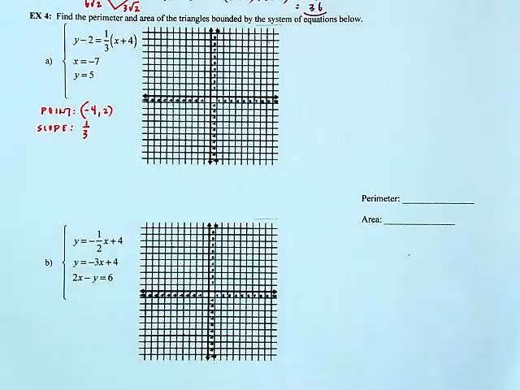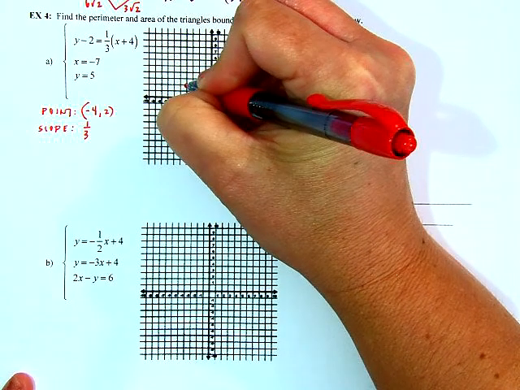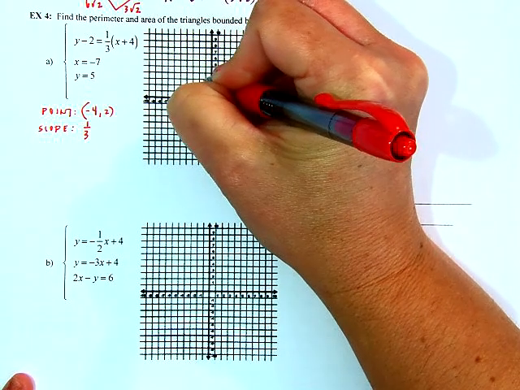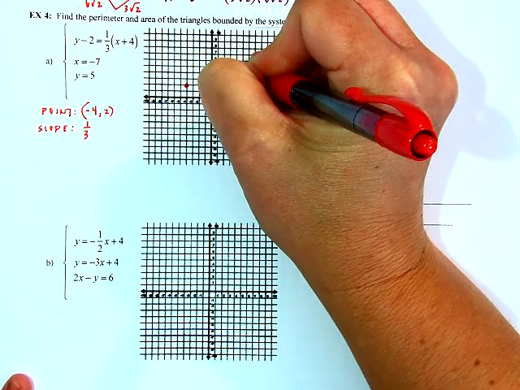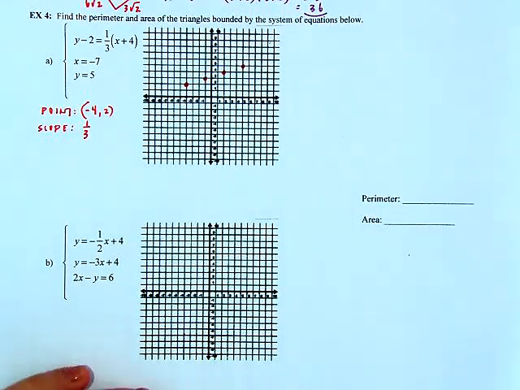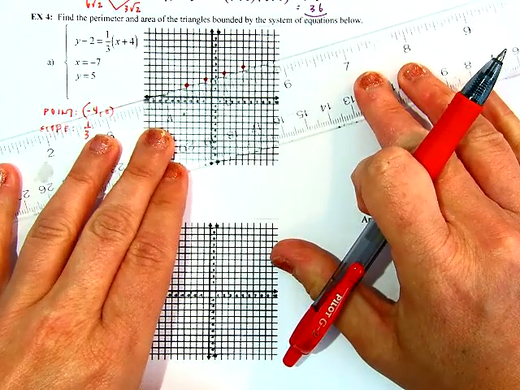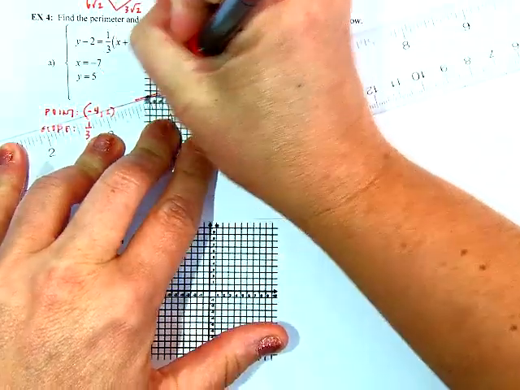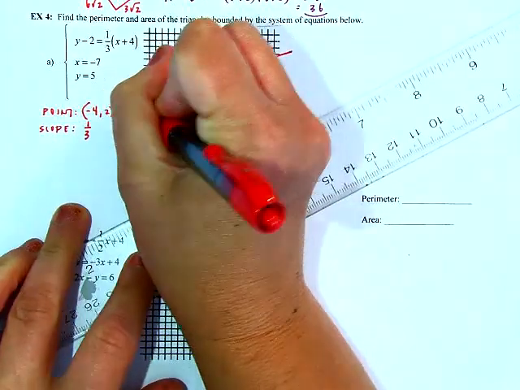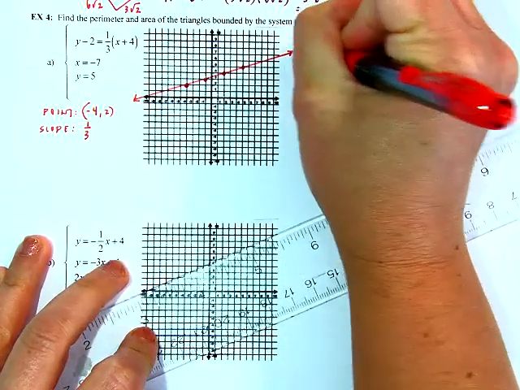So I'm going to drop my anchor, plot a point at -4, 2, right here. And then my slope is 1/3, so up 1 and right 3. Up 1 and right 3. I'm just going to give myself a few more points and then connect the dots. All right, so there is my first line right here in red. I'll label that the first one.